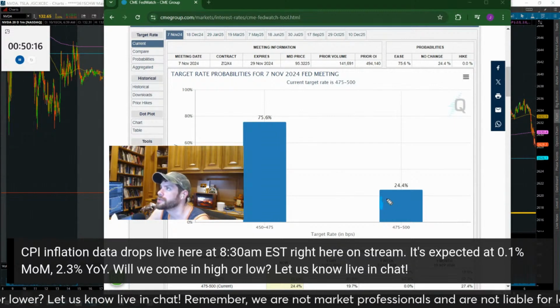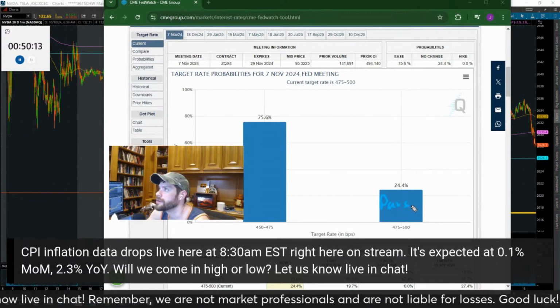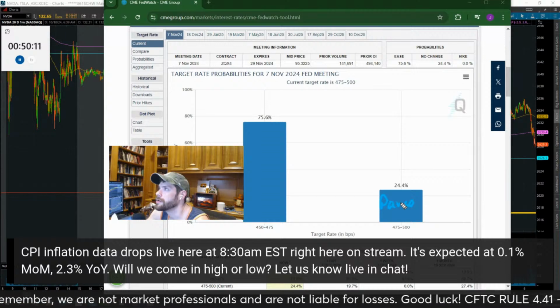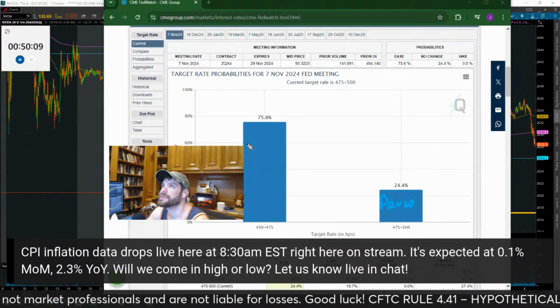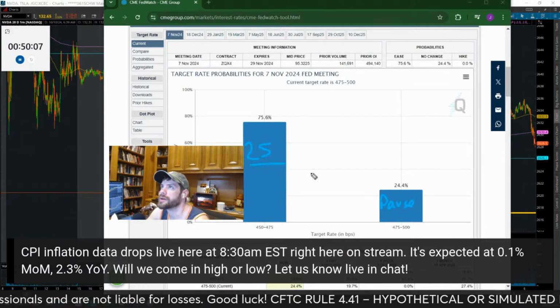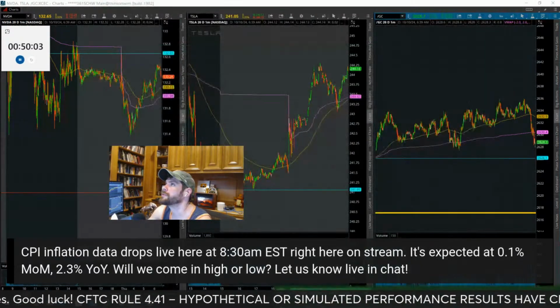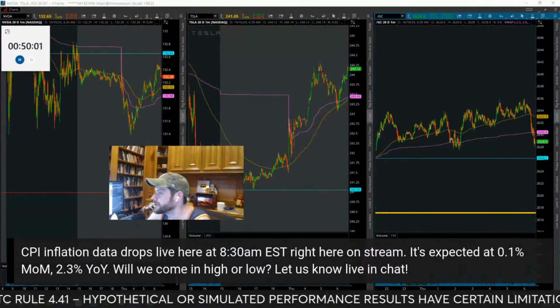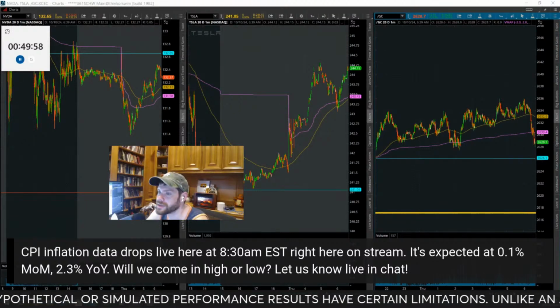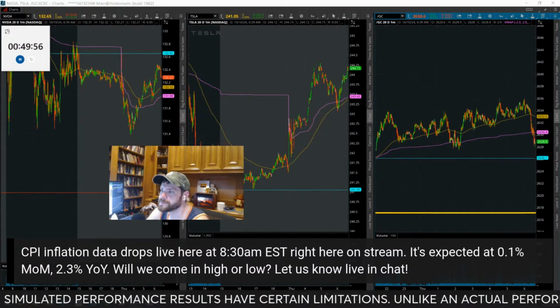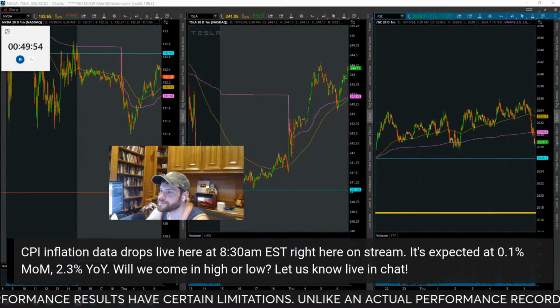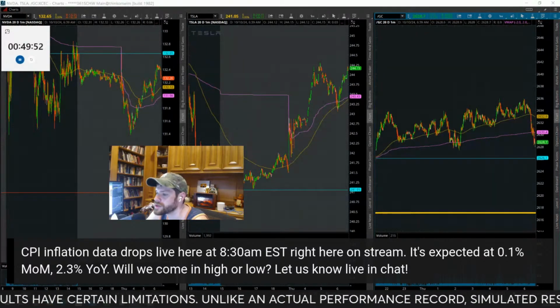This is a 25 basis point cut. So right now it's very probable that we're going to cut at least 25 basis points. But if inflation data comes in light somehow, that's going to mean a higher probability that we are going to cut rates. Higher probability that we're going to cut rates more aggressively, I'll say.